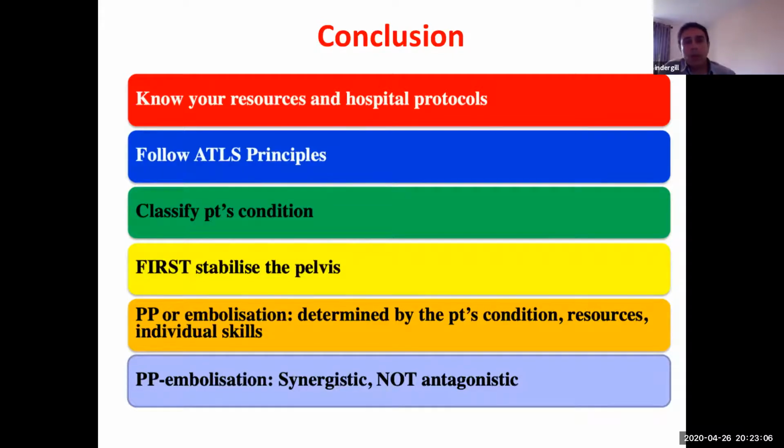Initial steps are to close the tap, as you know, and stabilize the pelvis as best as you can with either a binder, rarely with an X-fix. Think about packing or embolization depending on your resources, experience, and the condition. The important thing to remember is that both of them are synergistic and not antagonistic. So even if you've done one, there might still be a role for the other, and vice versa.